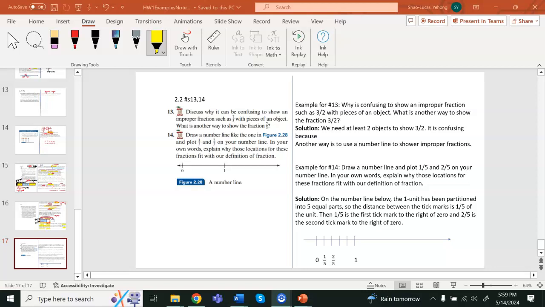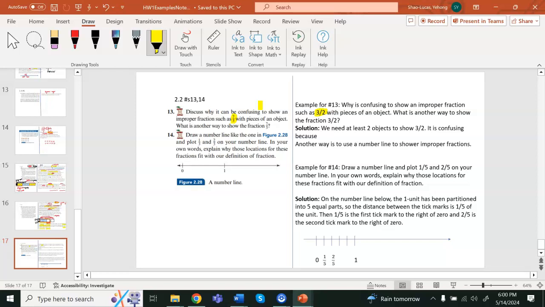Section 2.2, homework problem number 13 and number 14. I just changed the fraction from 7/3 to 3/2. So why is it confusing to show an improper fraction such as 3/2 with pieces of an object?